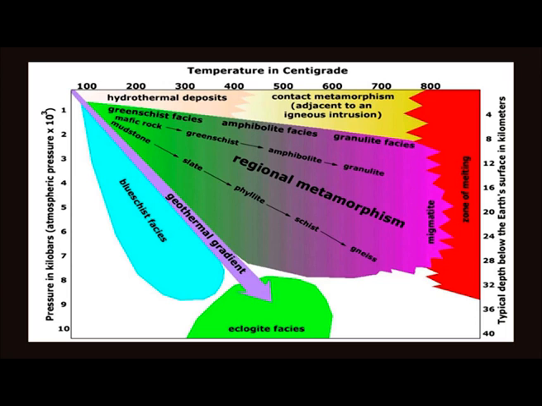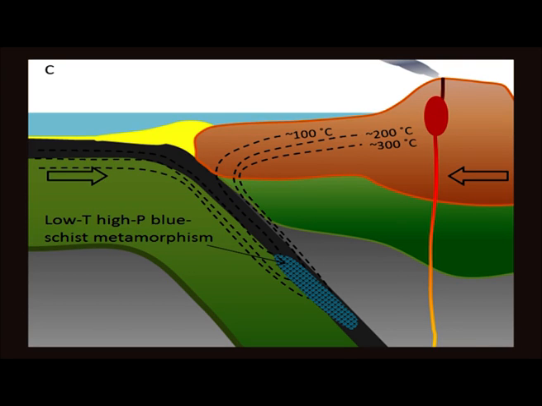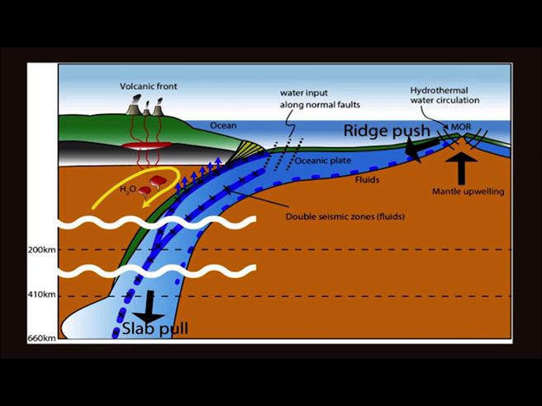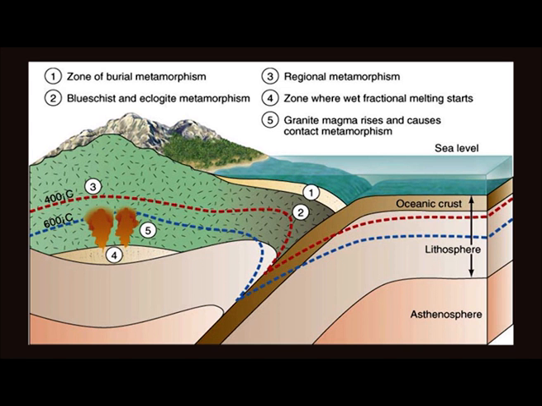Fluids play an important role during metamorphism. Any existing open space between mineral grains in a rock can potentially contain fluids. P fluid equals PH2O plus PCO2 plus PO2 plus PS2 plus PCH4 plus all possible gases or fluids, because these fluids play a very important role during metamorphism, because whatever the material, it can migrate through or within the fluids.